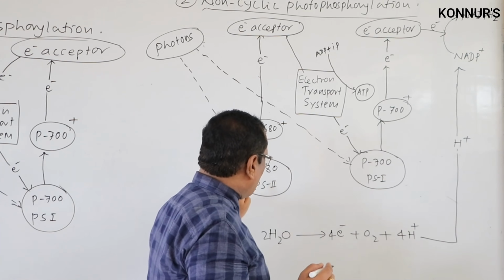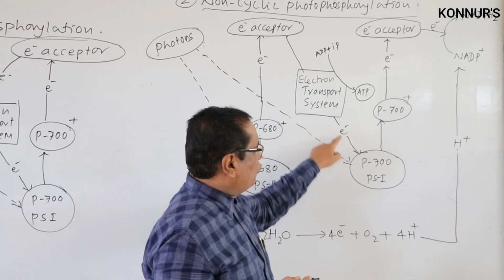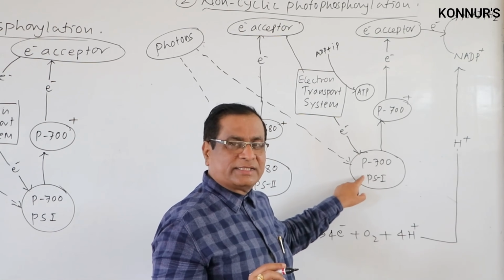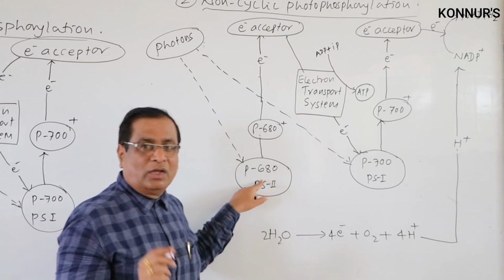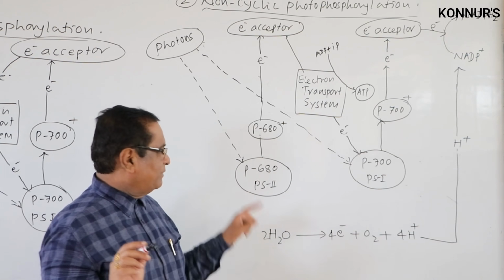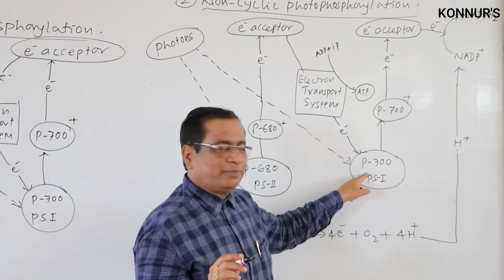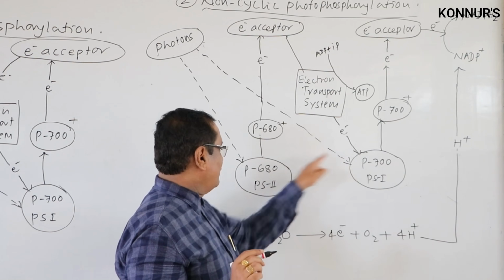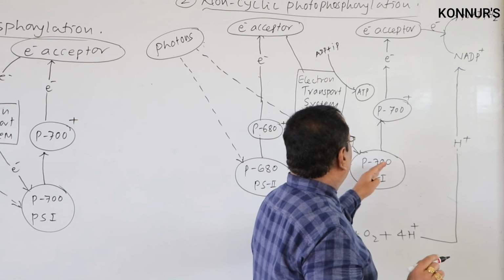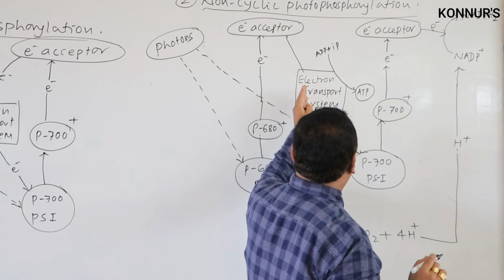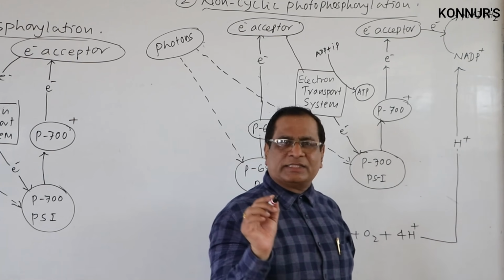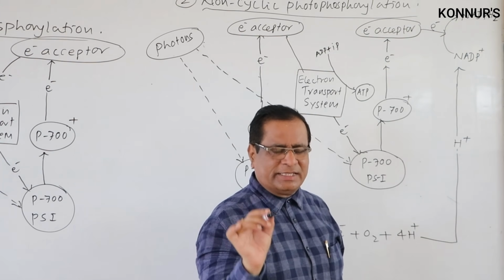The electron ejected from photosystem second passes through the electron transport system, and the electron from photosystem second comes to photosystem first. It never comes back to its own chlorophyll molecule. While the electron is moving through the electron transport system, 1 ATP of energy is formed.